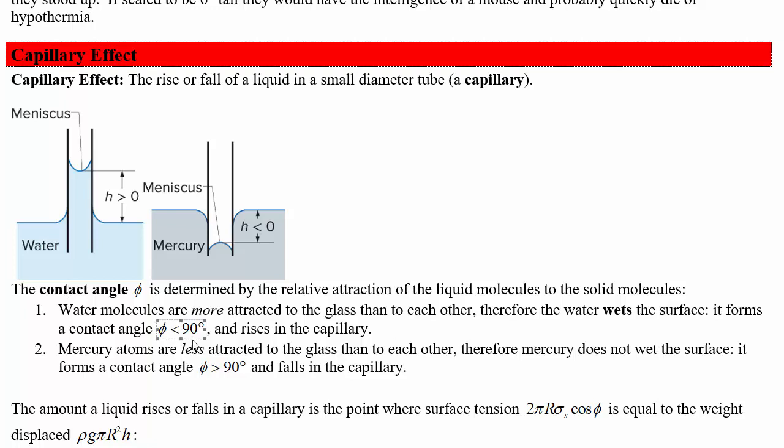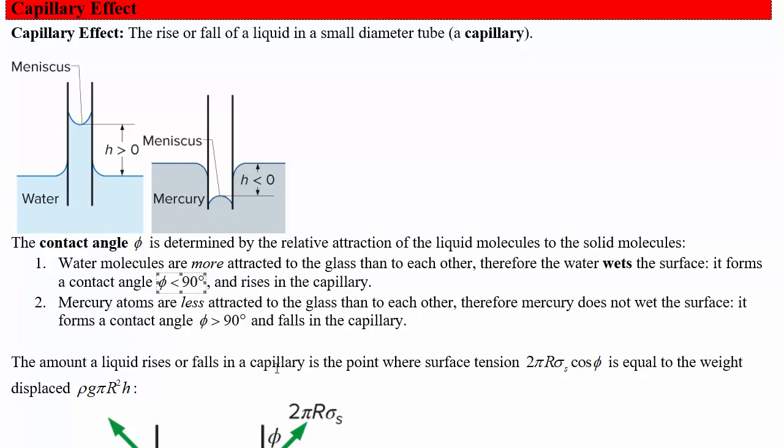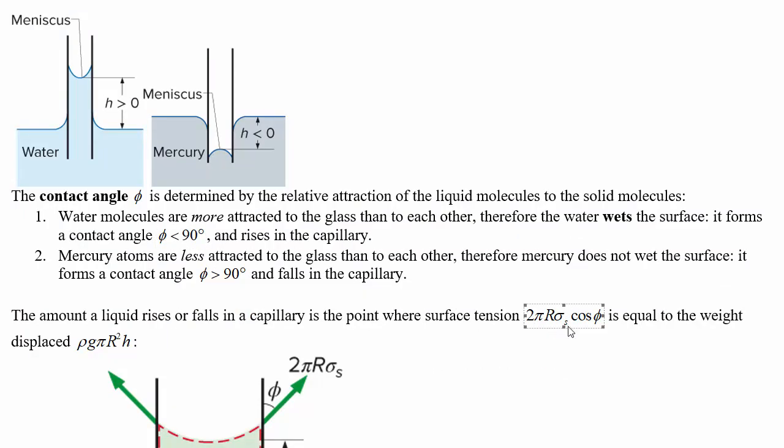If we have a contact angle less than 90 degrees, meaning that it wets the surface and rises in the capillary, then the water must have been more attracted to that surface than it was to itself. On the other hand, if the contact angle is greater than 90 degrees, then it falls in the capillary, does not wet the surface, and the molecules are less attracted to the glass than they are to themselves. The amount that the liquid rises or falls in a capillary is the point where the surface tension force, which is going to be 2 pi r sigma s cos theta, is equal to the weight displaced, rho g pi r squared h.